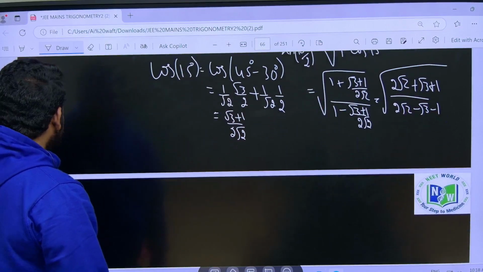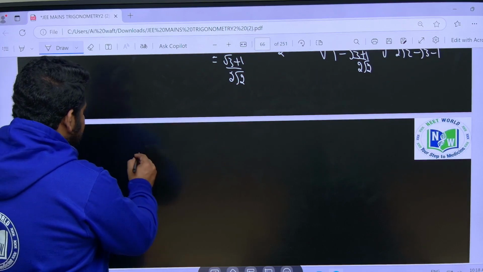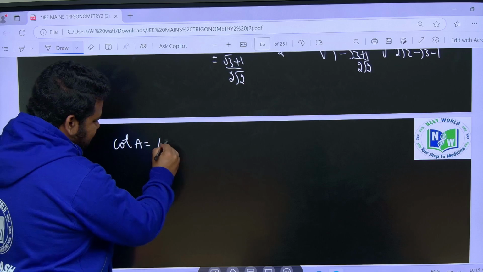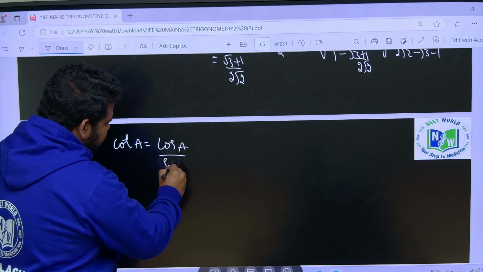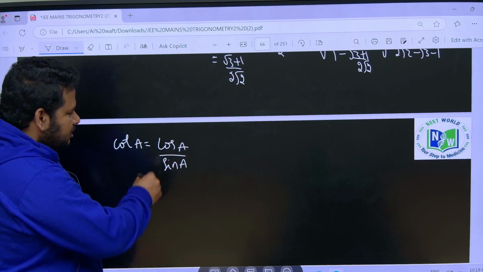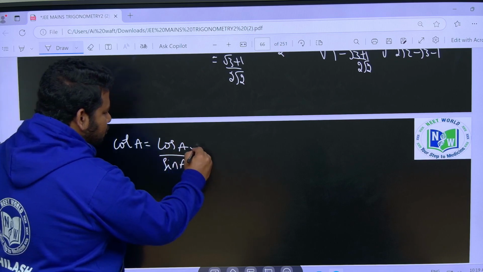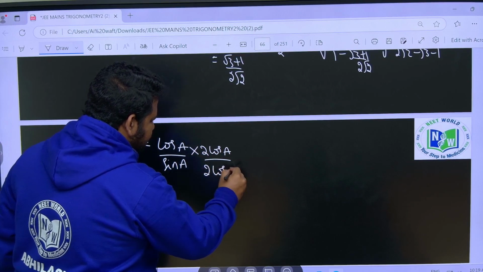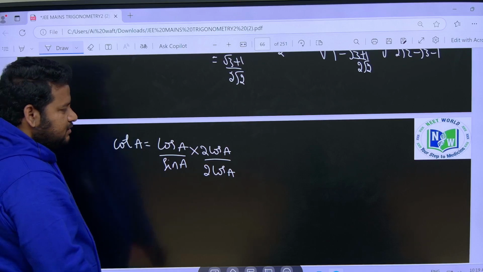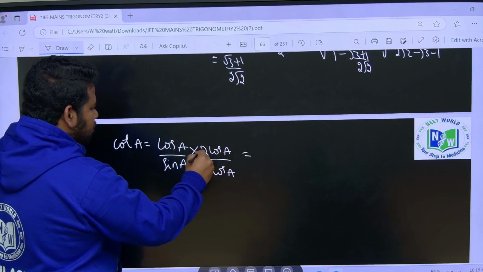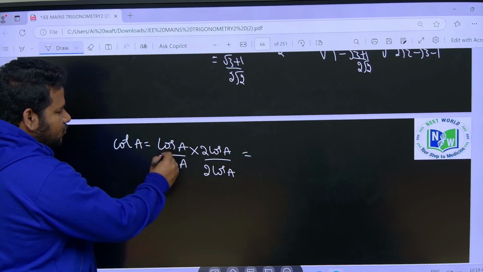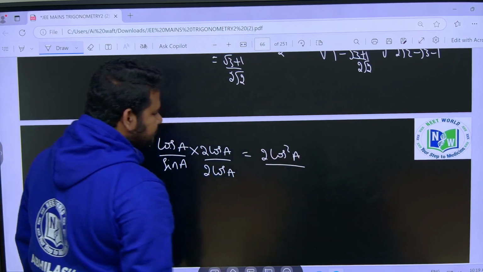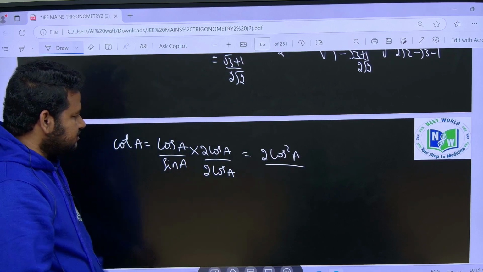Suppose they have given cot A. Cot A is equal to cos A by sin A. Now if I multiply the numerator and denominator by 2 cos A, what will this become? The numerator will be 2 cos square A, and the denominator will be 2 sin A cos A, which is sin 2A.